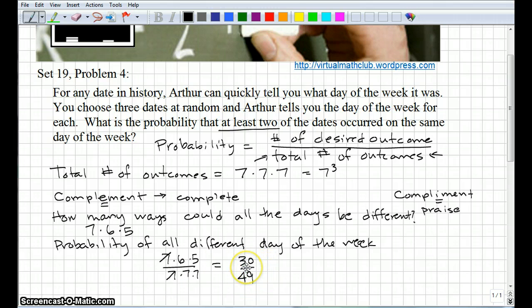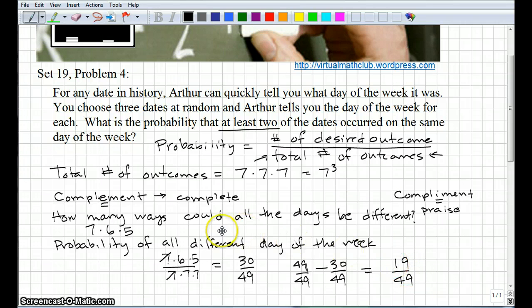But that's not the probability we're looking for. This is the probability that all of the days would be different days of the week. And we want to find out how many ways that we could have at least 2 days of the week the same. And that's just the complement of this. And so if I take this probability and subtract it from 1, so 1 minus 30 over 49, this becomes essentially 49 over 49, and I get 19 out of 49. So that's the probability of at least 2 of the dates occurring on the same day of the week.